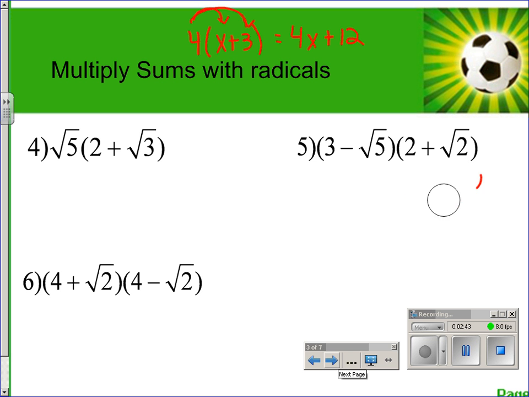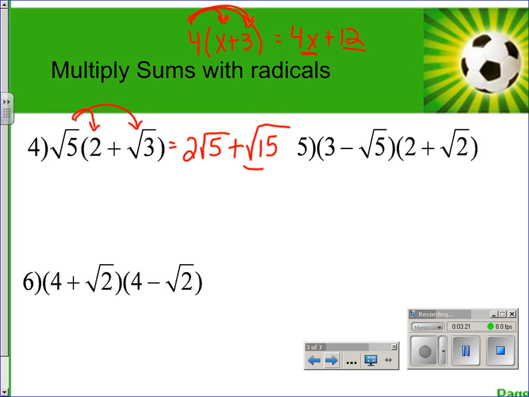Number 4. Just like if we had up here 4 times x, we would do 4 times x and get 4x. 4 times 3 and get 12. Same thing here. Square root of 5 times 2. But be careful, because one's outside, one's inside. So you cannot necessarily multiply them. You're just going to write it out. 2 times the square root of 5. Now you're going to do square root of 5 times square root of 3. They're both inside, so multiply them. You get square root of 15. Now, can we simplify 5 or 15? No, so that's your answer.